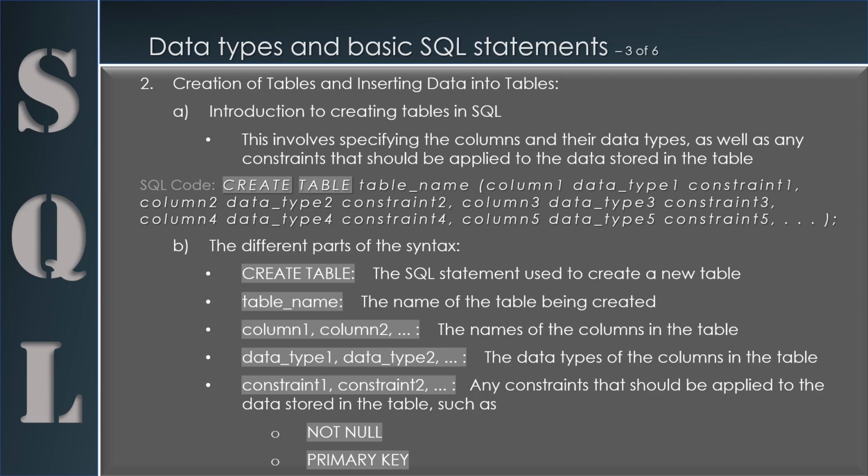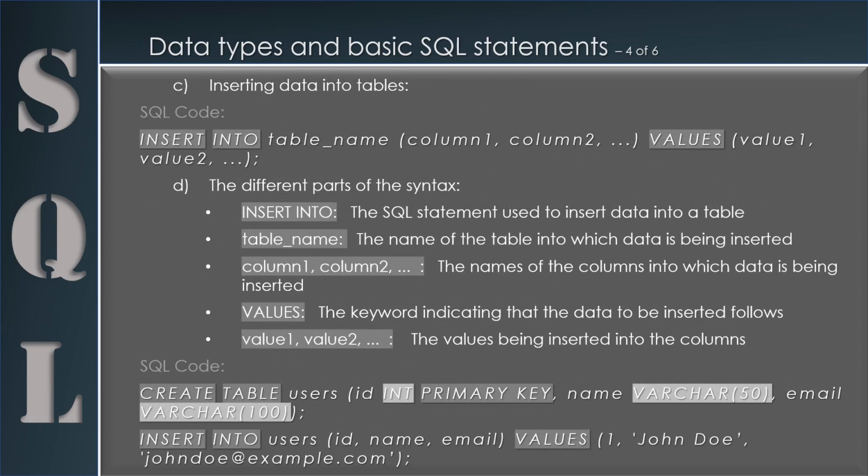In this section, we will cover how to create tables in SQL, which involves specifying columns and their data types, as well as any constraints that should be applied to the data. The different parts of the syntax are: create table, the SQL statement used to create a new table; table name, the name of the table being created; column 1, column 2, the names of the columns in the table; data type 1 and data type 2, the data types of the columns in the table; constraint 1, constraint 2, any constraints that should be applied to the data stored in the table, such as not null and primary key.